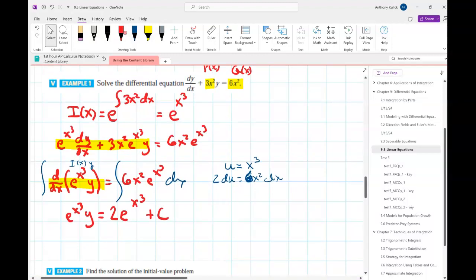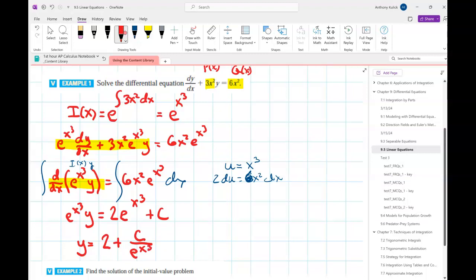And then to get the y by itself, I'll just divide both sides by e to the x cubed. And I probably would choose to write that with a negative exponent, just so it's a little less yucky looking, but it was fine before. It's not wrong. Should we do it again? Yes.